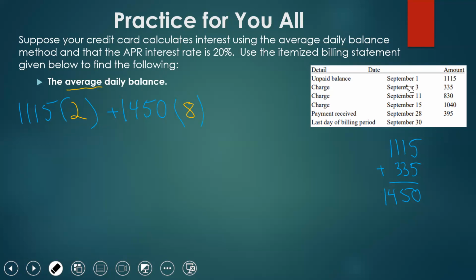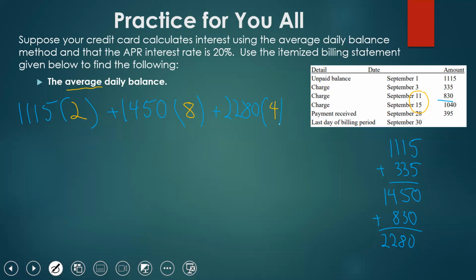So then on September 11th, we see that there was a charge of $830, which means that the balance on the account was again increased. So we'd add $830 to the amount we're sitting at right now. That 1450 plus 830 is going to increase our balance to $2,280. So we'll add that here into our calculation, and then we're going to multiply by the number of days that that balance was carried, which in this case is from the 11th to the 15th. If we again count that out, 11, 12, 13, 14, because the balance changes on the 15th, that is going to be 4 days that that balance was carried.